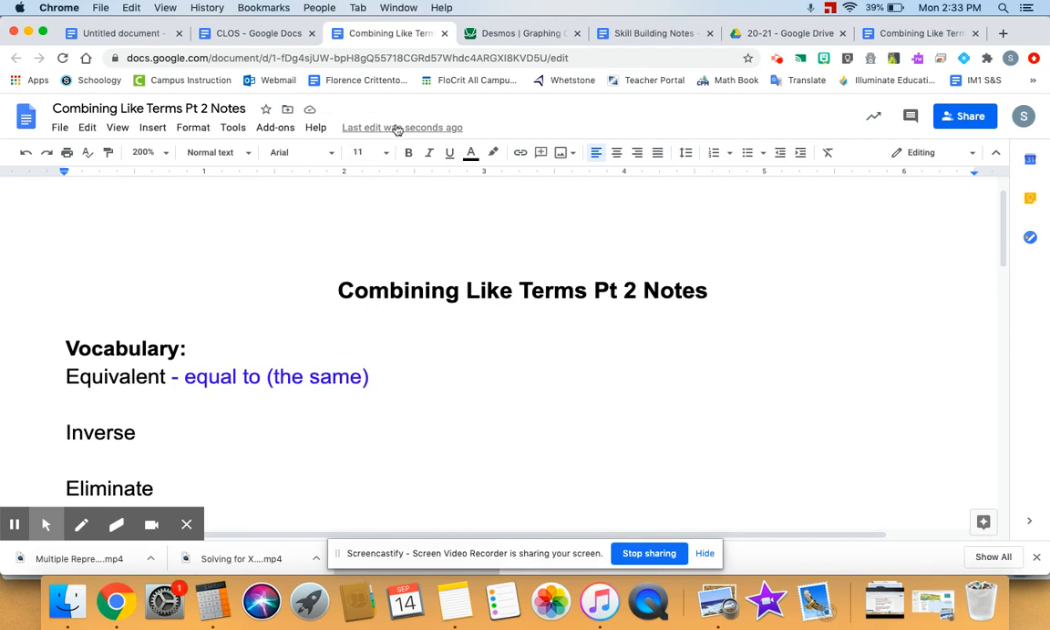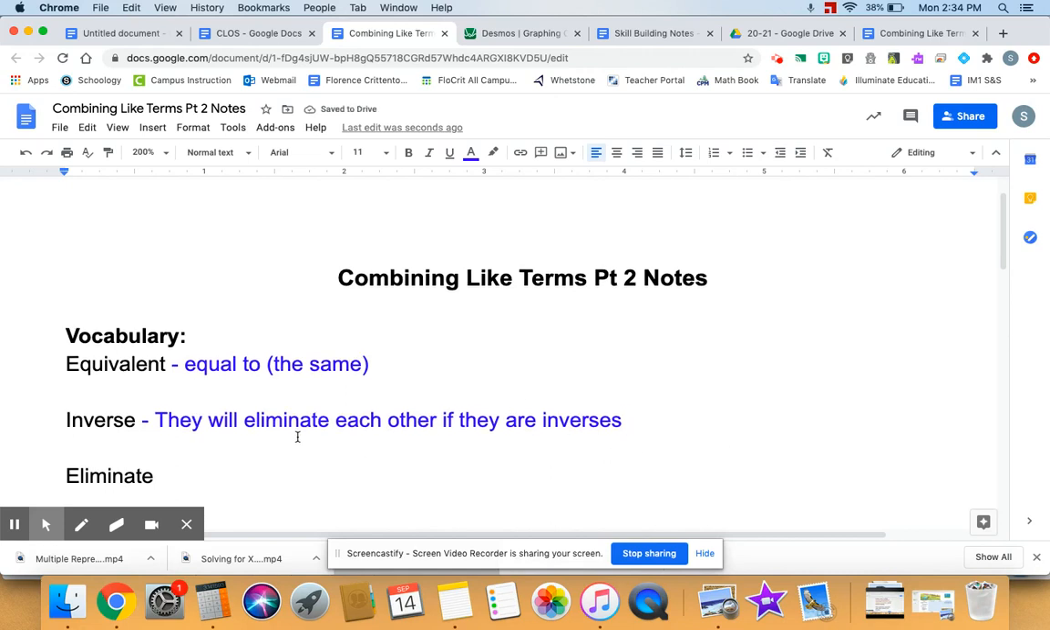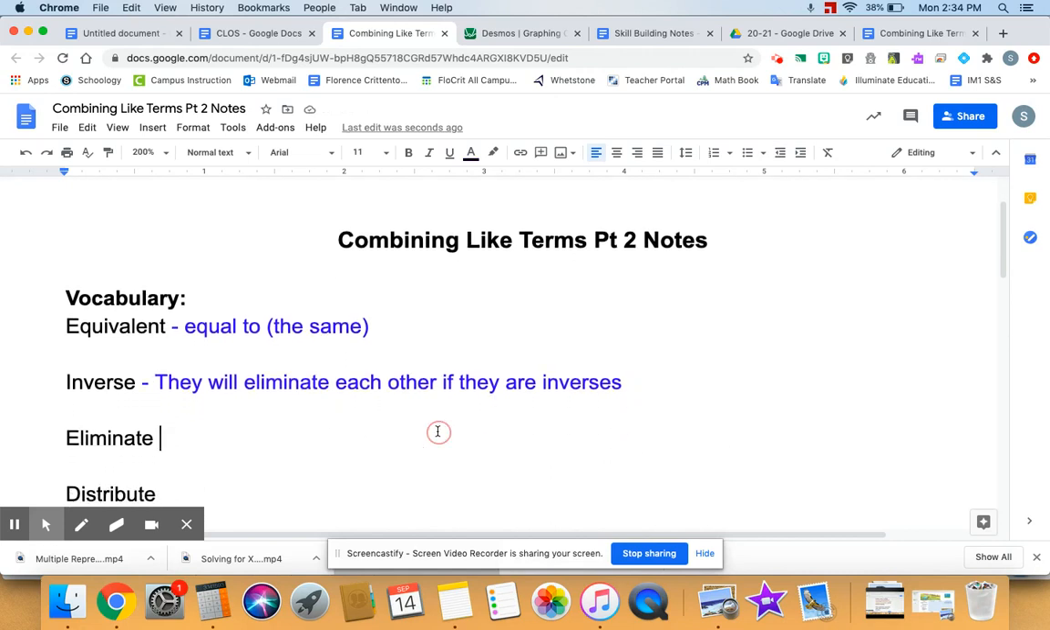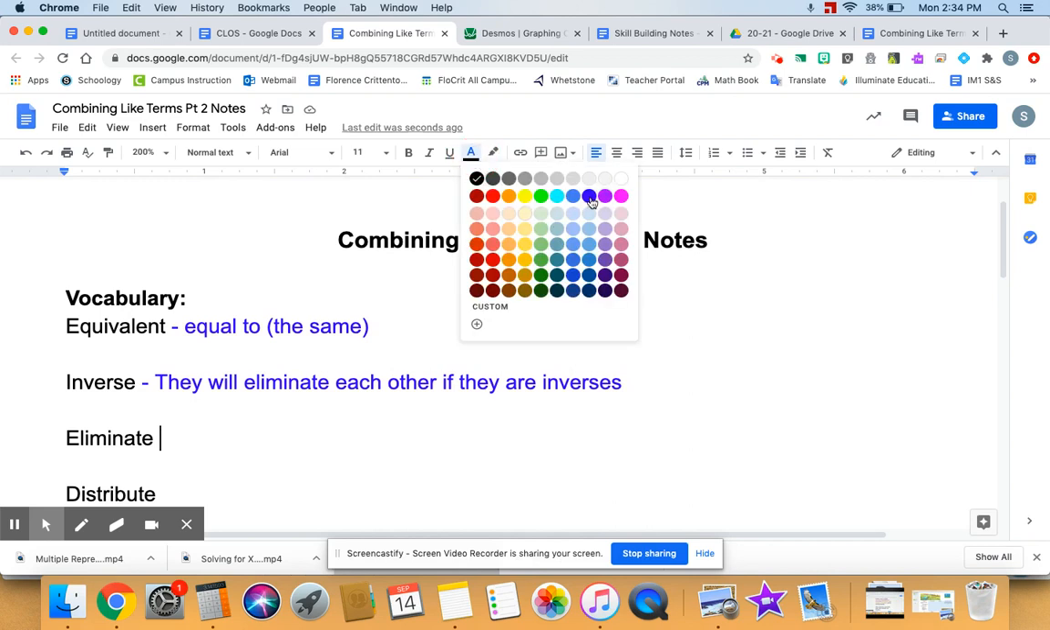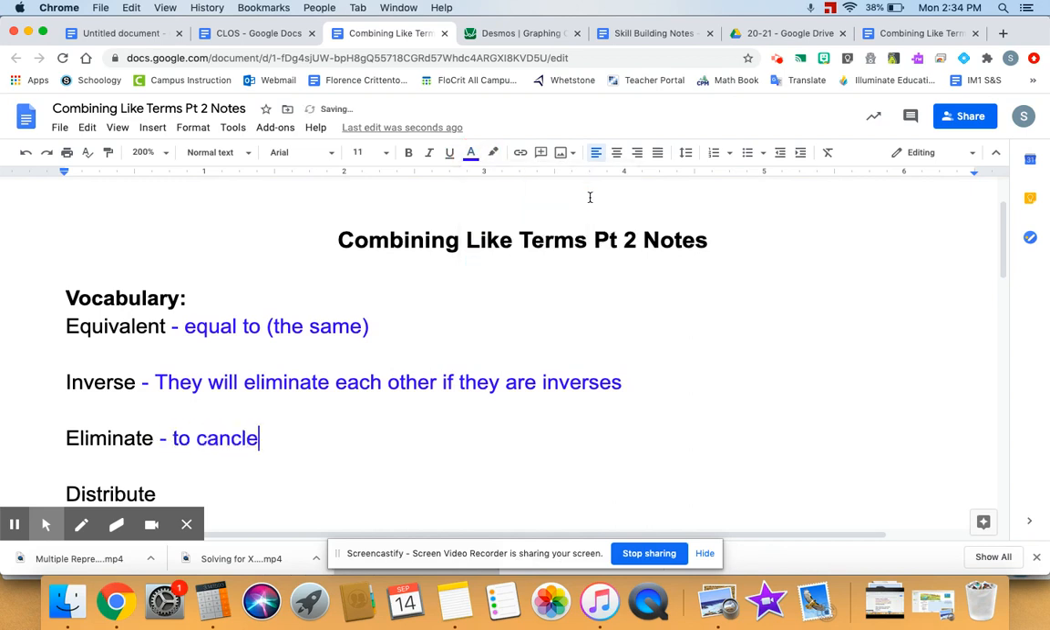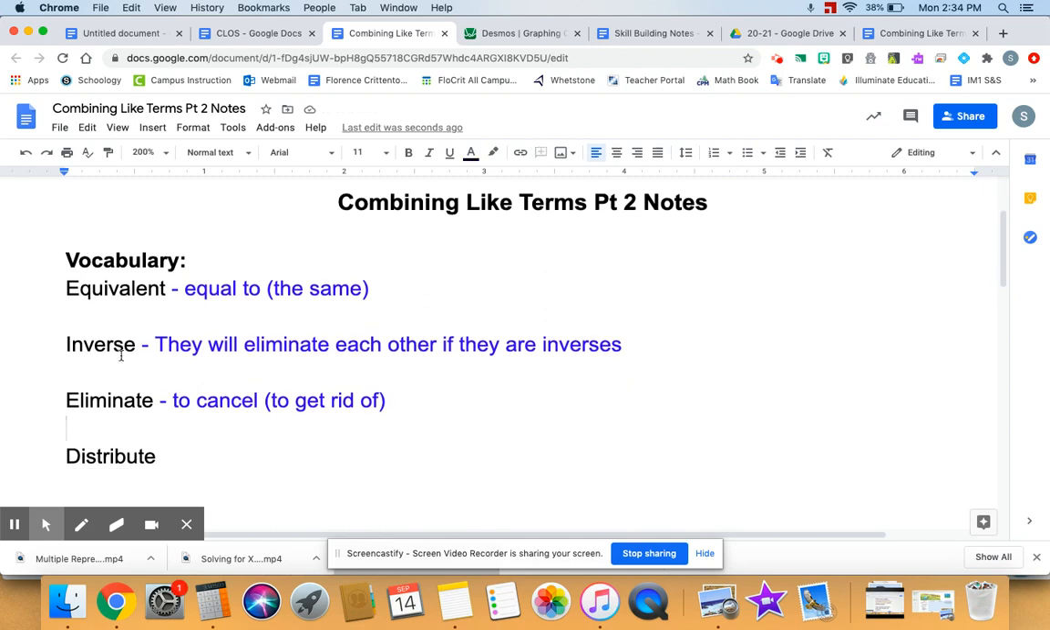The next word we're going to need to know is something called an inverse. If two things are inverses, they will eliminate each other. So I'll explain what I mean in a second. But they eliminate each other if they're inverses. The word eliminate, though, means to cancel. You can also think of it as to get rid of. If you're eliminating something, it's going away. It's going bye-bye. It will not be there anymore. Inverses will do that. They'll get rid of things.